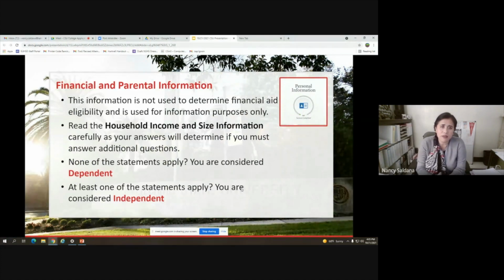Financial and parental information. Again, this information is not going to be used to determine your financial aid eligibility. It is used for informational purposes only. So make sure that you read the questions carefully and that you answer them. Again, if you're not sure how to report your household income or the size information, make sure that you reach out to your counselor. Just make sure that you answer those questions. And if you need help, make sure that you reach out to your counselor.